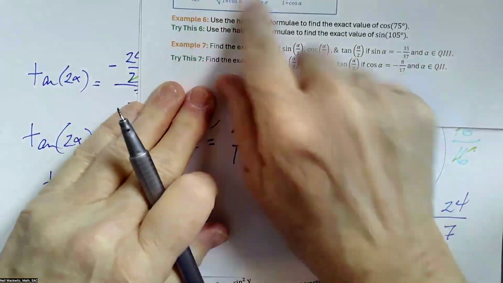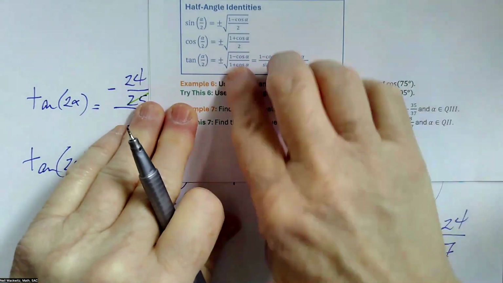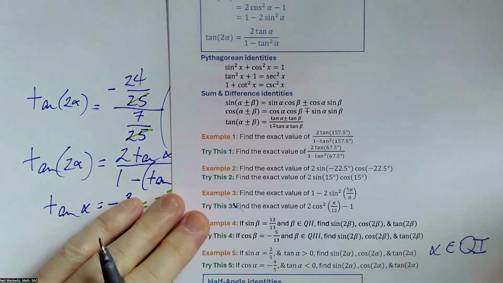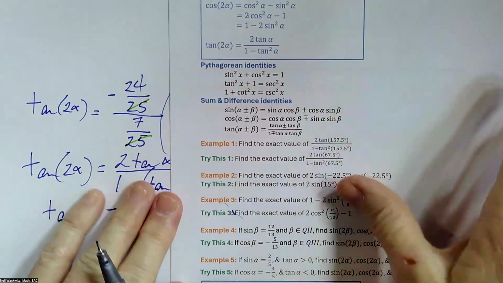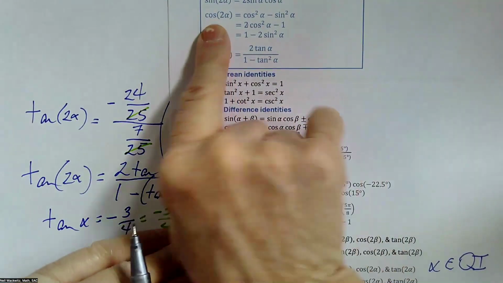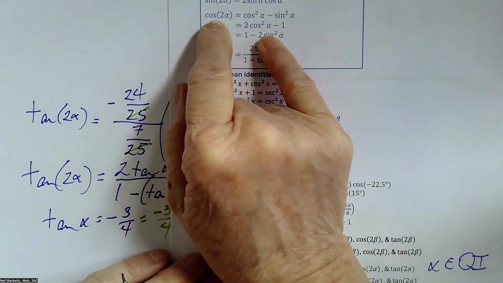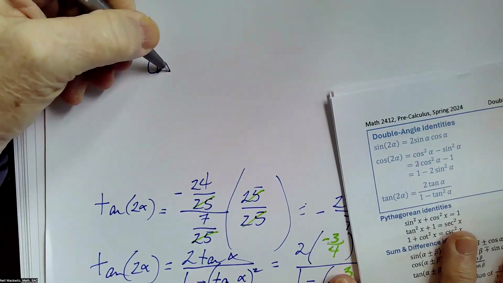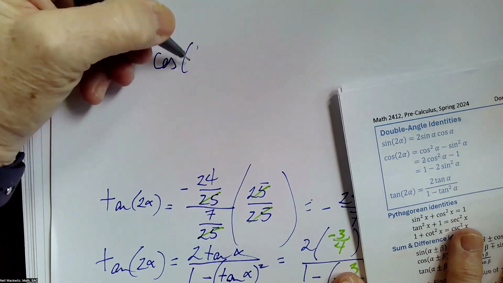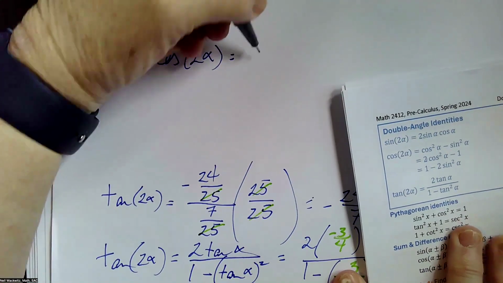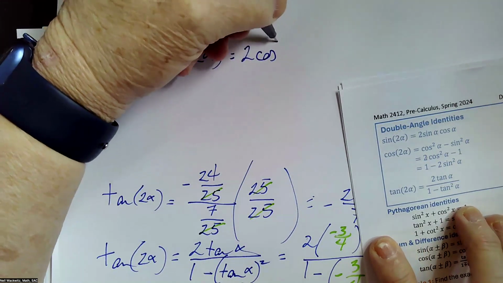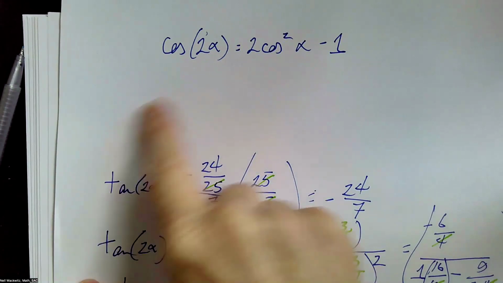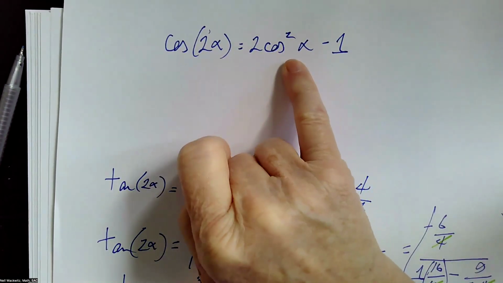So the half angle formulas are pretty cool because they all come from the cosine of 2 alpha formulas. So let's see. We can write cosine 2 alpha in terms of just cosine. Cosine of 2 alpha is 2 cosine squared alpha minus 1. And let's solve this equation for cosine alpha.